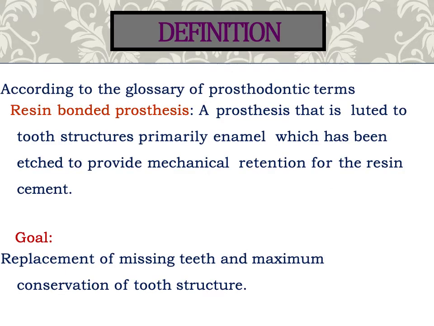Coming to the definition of resin bonded prosthesis, according to the Glossary of Prosthodontic Terms, it is a prosthesis that is bonded to tooth structures, primarily enamel, which has been etched to provide mechanical retention for the resin cement. The goal of this prosthesis is replacement of missing teeth and maximum conservation of tooth structure.